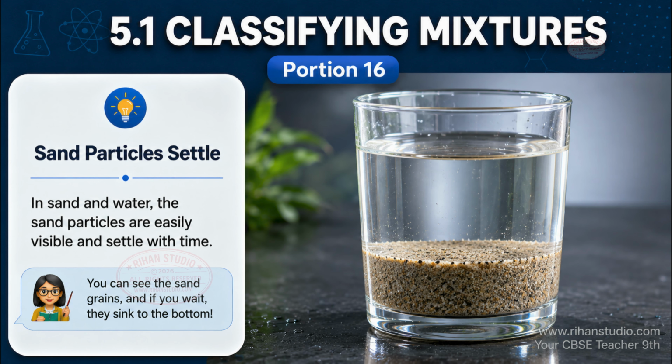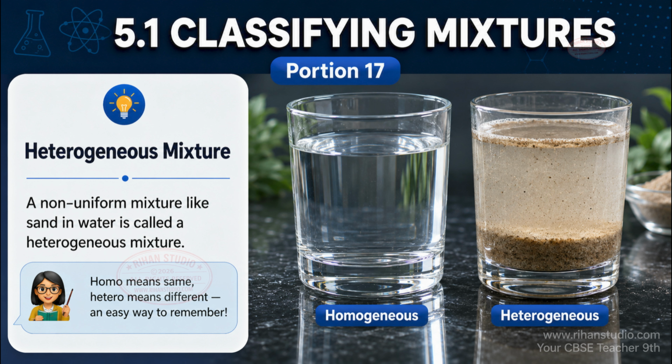How can we classify mixtures? In sand and water, the sand particles are easily visible and settle with time. You can actually see the sand grains, and if you wait, they sink to the bottom. That is a big clue. Such a non-uniform mixture is called a heterogeneous mixture. Homo means same, and hetero means different. That is an easy way to remember it.